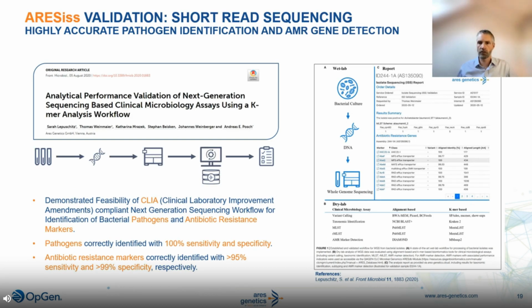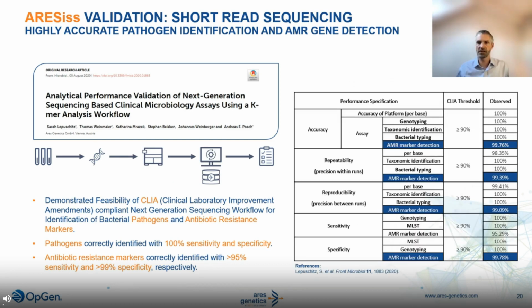To ensure the accurate performance of our platform for isolate sequencing at ARES, which we have dubbed ARESiss, and which we have made available as a service last year, we routinely validate our workflows and publish the results along with validation protocols. Here, the example of a study we've published in 2020, in which the team has validated ARESiss and the data analysis following CLIA guidelines. CLIA is a US standard for laboratory developed tests.